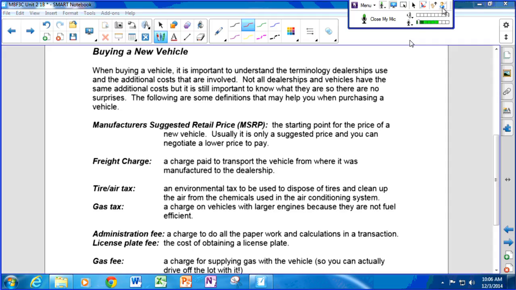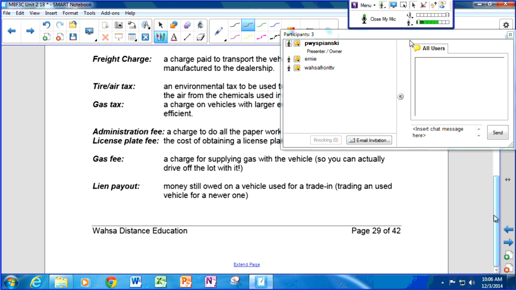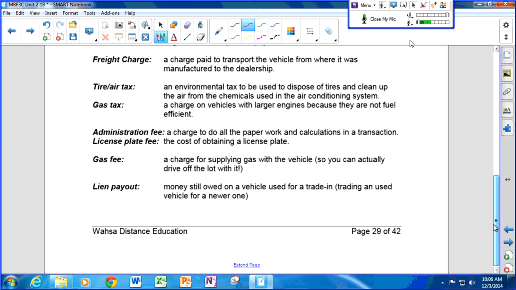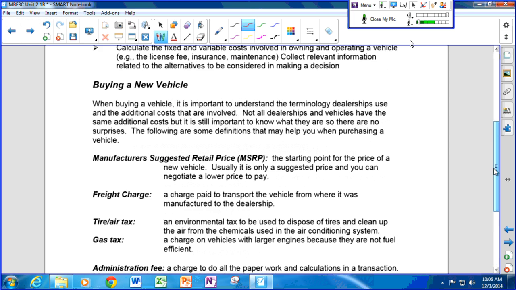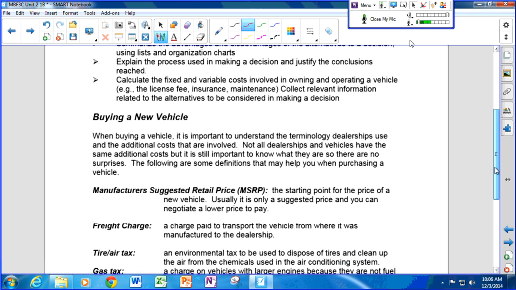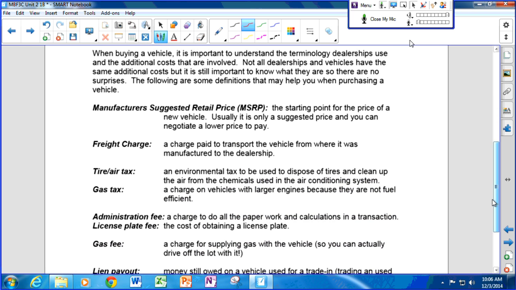So now, when you're shopping for a vehicle, there is some language that they use, and it's maybe not common everyday language, terms that we're familiar with. So let's take a look at some of the terms. This is page 29 of Unit 2. So we have the manufacturer suggested retail price, MSRP, and that's really the so-called sticker price, right?